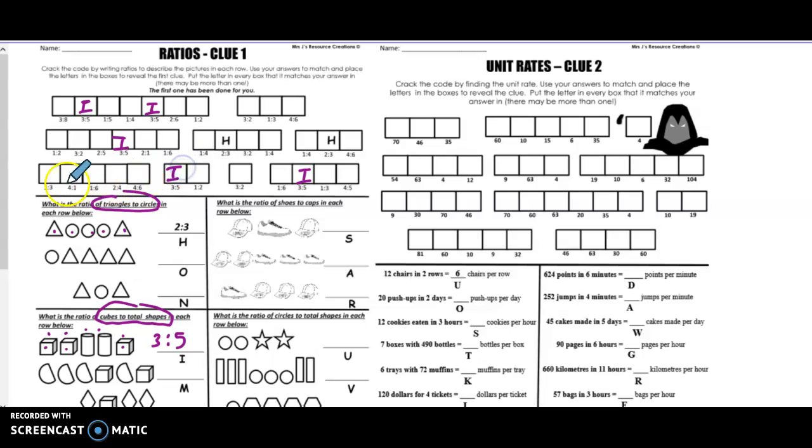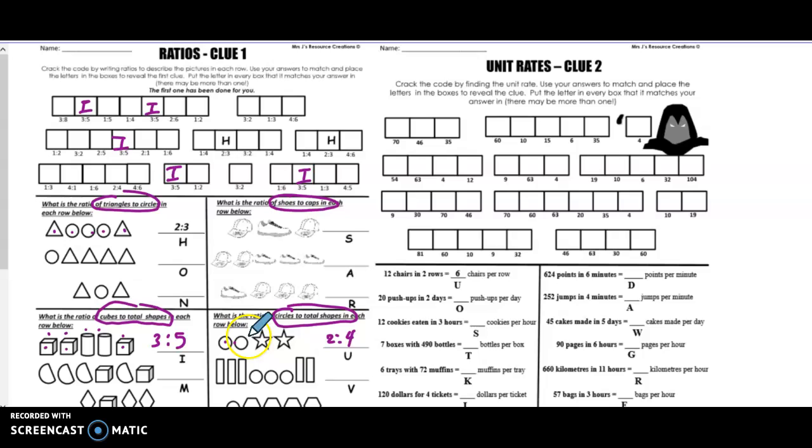All right, so there's my 3 to 5s. There could be another one, but I think I've got them all. Then you go to the next one. Well, let's go over here. What is the ratio of shoes to caps? Shoes to caps, all right? Then on the last one, what is the ratio of circles to total shapes? Let's try that again. Circles to total shapes. So 2 circles to how many total shapes? 4. So it'd be 2 to 4. So you'd come up here and do 2 to 4.